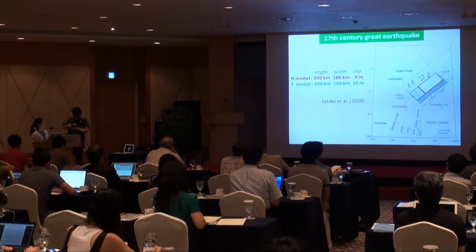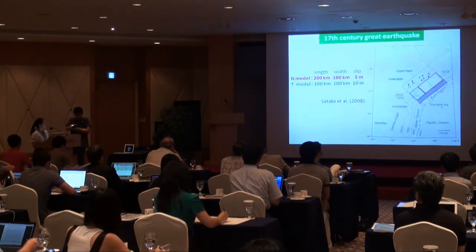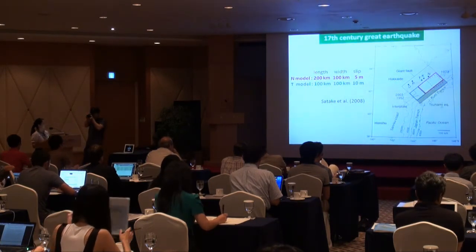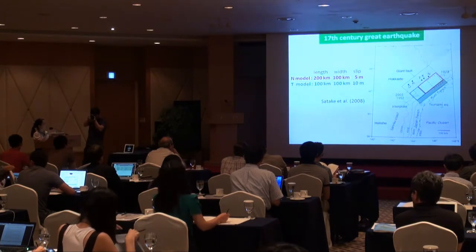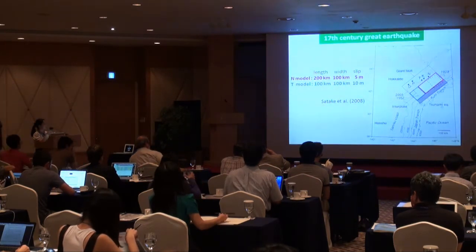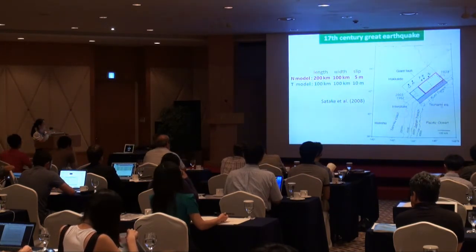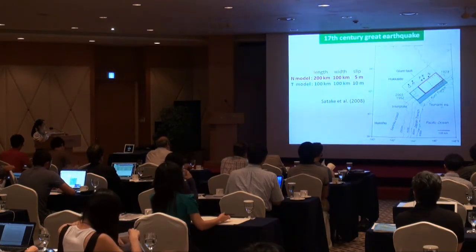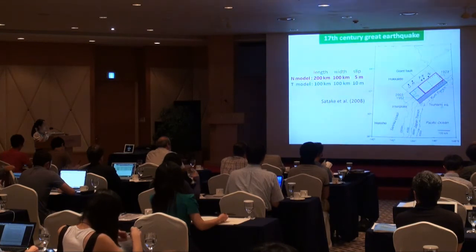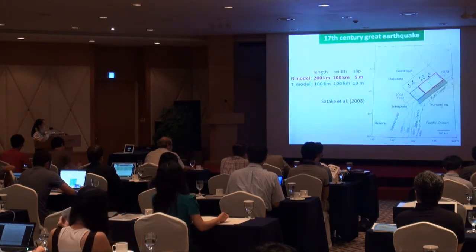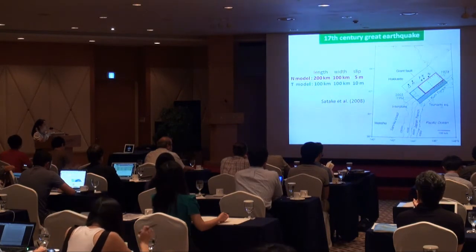About the 17th century great earthquake, Satake et al. 2008 estimated the fault model of the 17th century earthquake. The red rectangle shows the N model, length of 200 km, width of 100 km and slip amount equal 5 meters. The blue rectangle shows the T model, length of 100 km, width of 100 km and slip amount equal 10 meters. In this earthquake, two models slipped together.